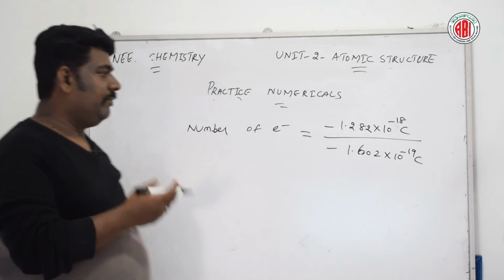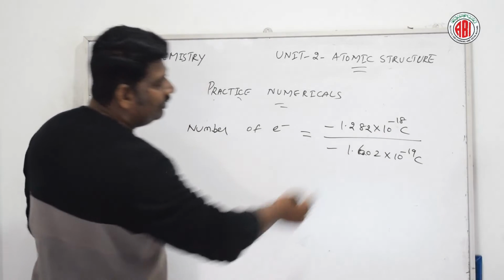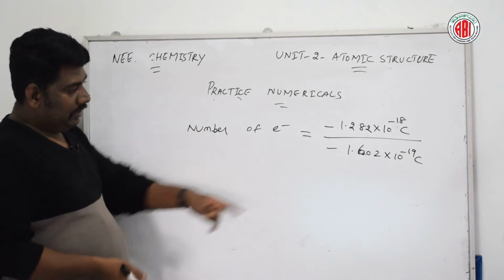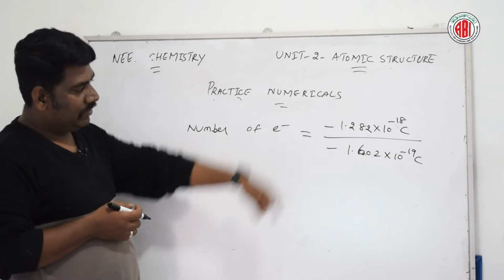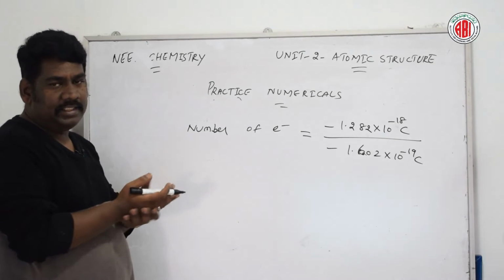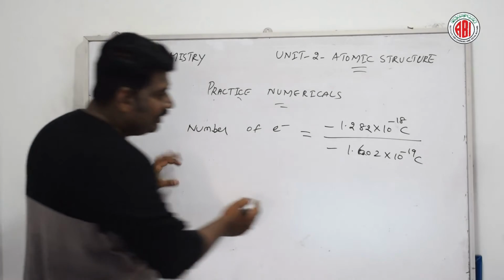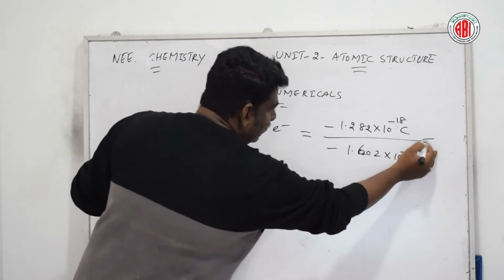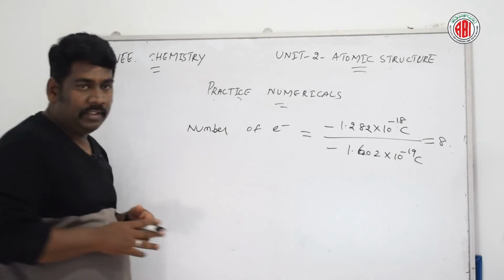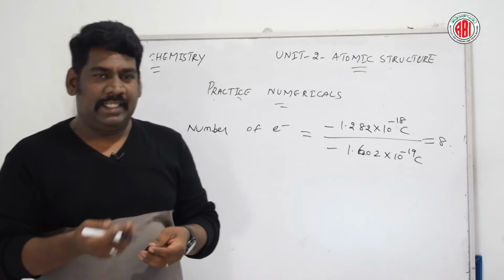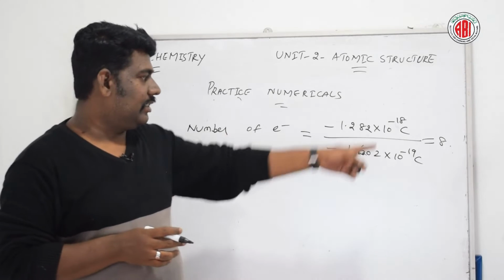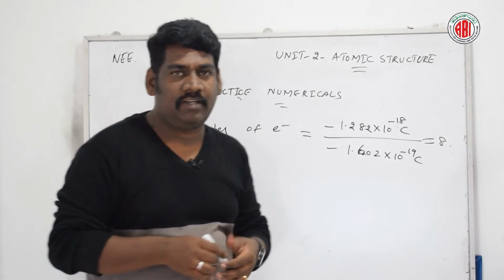Okay, so simplifying this, coulomb and coulomb charge cancelled, 10 to the power of minus 19, 10 to the power of minus 18, subtracting this we get 1, that is simplifying this we get the answer 8. So number of electrons present in it is 8. So by this way we can solve this problem.